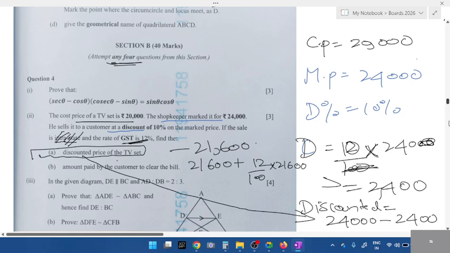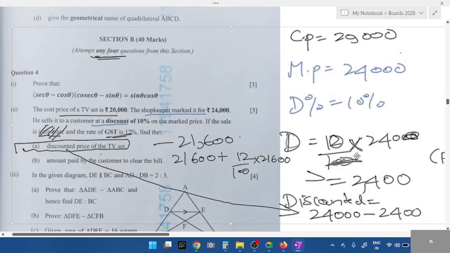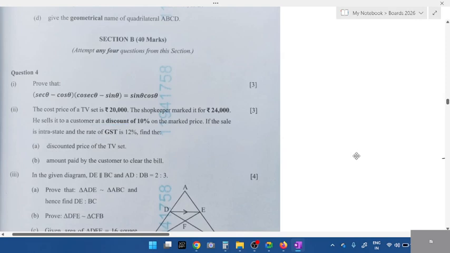Is it clear? All of you understood how to solve? These are the questions, students. So tomorrow I'll be conducting a test. Ignore this. I'll give it for the test. You try it.